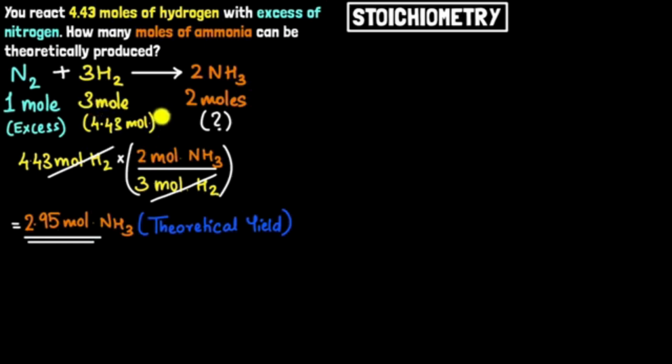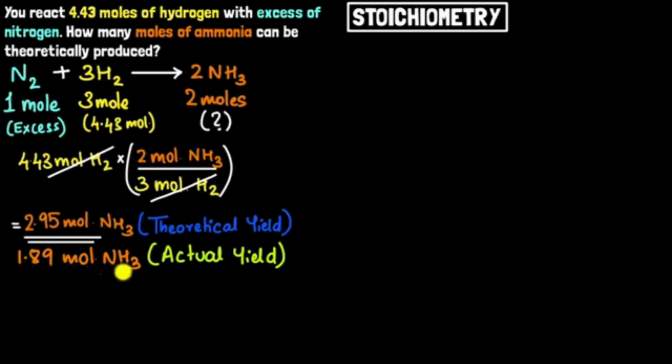But another reason could be that maybe there was some impurity in the hydrogen gas that you had. Maybe it was not 4.43 moles of pure hydrogen to begin with. So you actually had less hydrogen, and therefore you'll get less amount of ammonia. So whatever reason it is, the actual yield that you might get in a lab could be quite different.